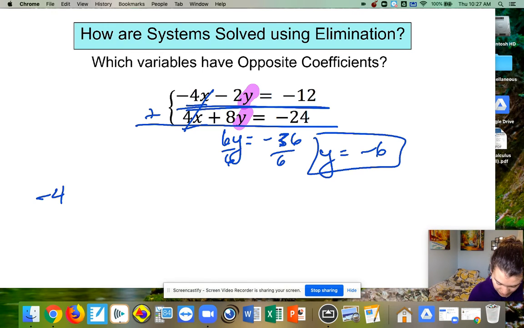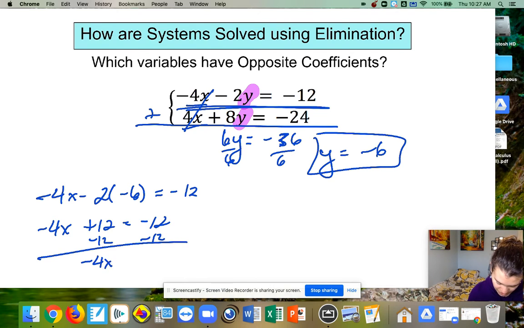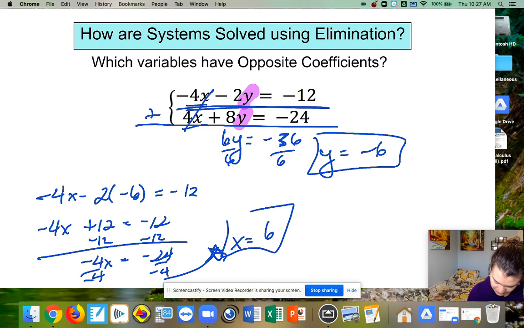We have negative 4x minus 2 times negative 6 equals negative 12. Negative 4x plus 12 equals negative 12. Minus 12, minus 12. Negative 4x equals negative 24. Divide by negative 4. And you get x equals positive 6. So your point solution would be (6, negative 6).